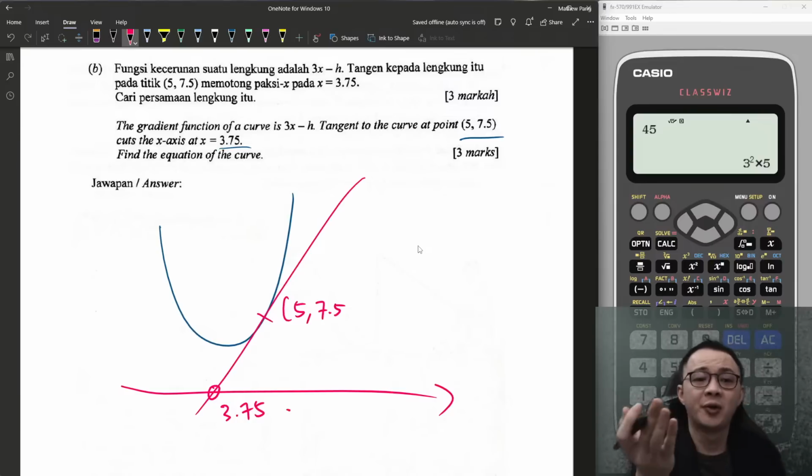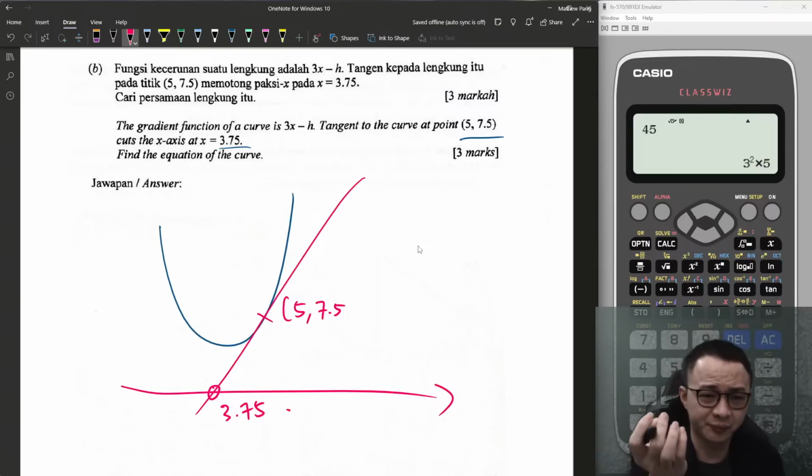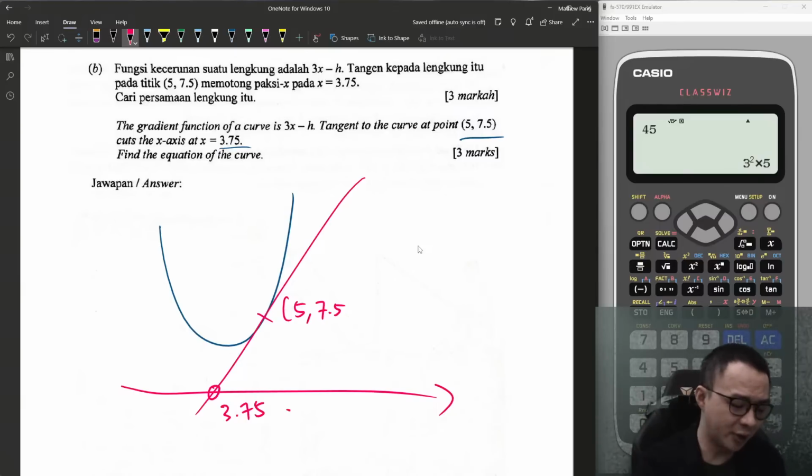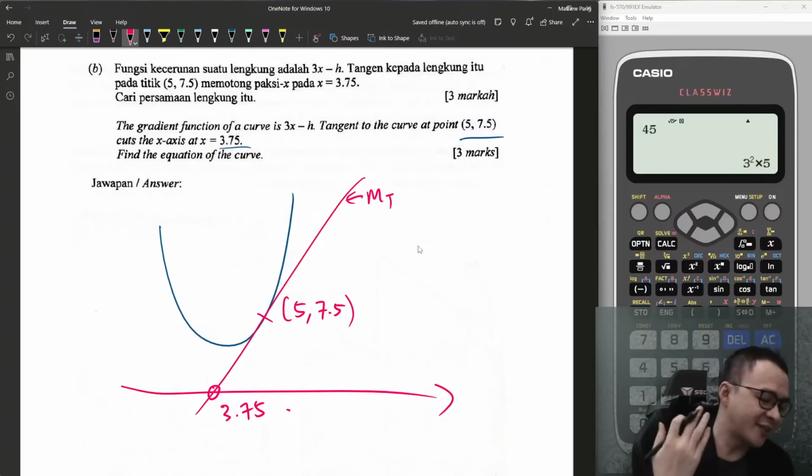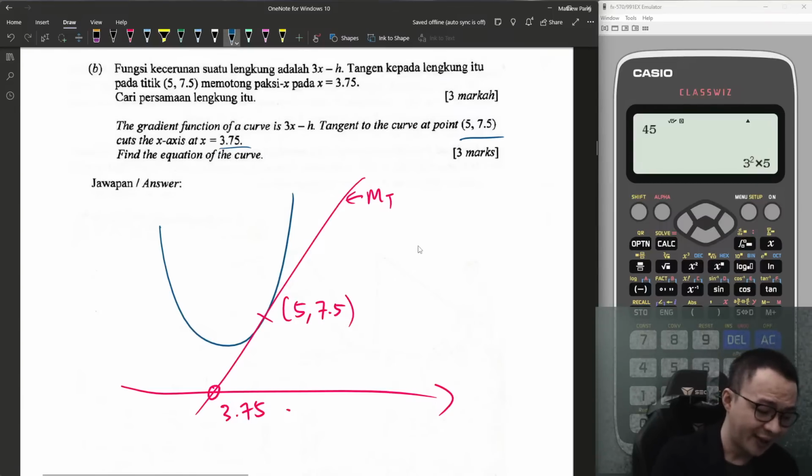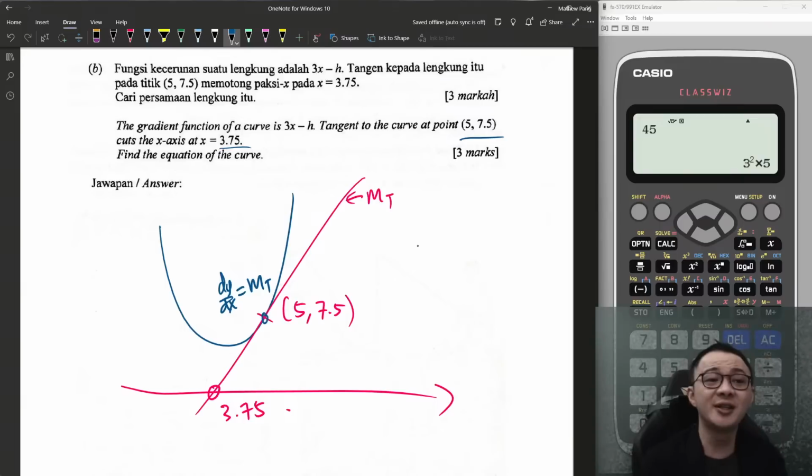So all of us know about the meaning of gradient of tangent, right? Because if I can get the gradient of tangent, it will have the same gradient with the curve at this point, isn't it? Because at this specific point, dy/dx will equal the gradient of tangent. So right now what I want to do is find the gradient of tangent.